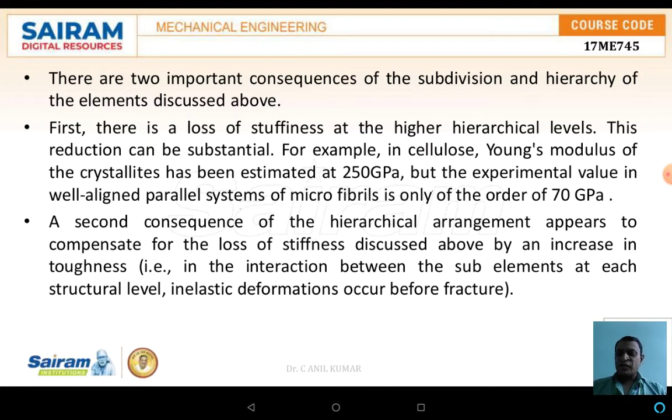The second consequence of the hierarchical arrangement appears to be a compensation for the loss of stiffness discussed above by an increase in toughness.